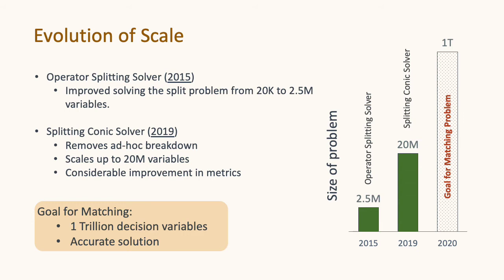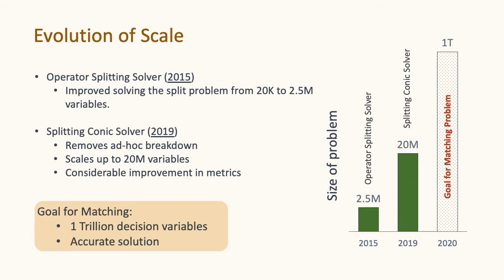To give you a sense of our evolution of scale, back in 2015, we used a subsampled version of our marketplace with operator splitting methods to solve these LP formulations. As the size of our marketplace grew, the subsampling and approximations reduced the quality of our solution. In 2019, when the splitting conic solver was published by a research group at Stanford, we removed all of the approximations in the marketplace and scaled up the solver to about 20 million variables. With this, we saw considerable improvement in product metrics.